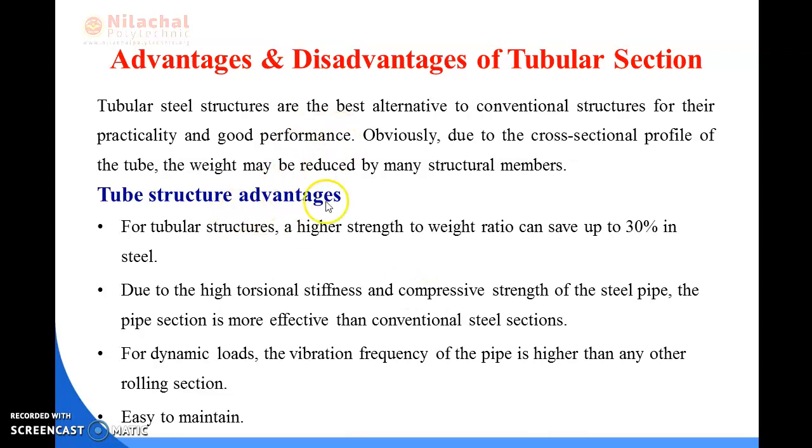First of all, the advantages. For tubular structures, a higher strength to weight ratio of up to 30% can be achieved in steel. The next advantage is that, due to the high torsional stiffness, the compressive strength of the steel pipe is more efficient than a conventional steel section. So it is a big advantage for the tubular section. The next advantage is that for dynamic loadings, the vibration frequency of the pipe is higher than any other rolled section.